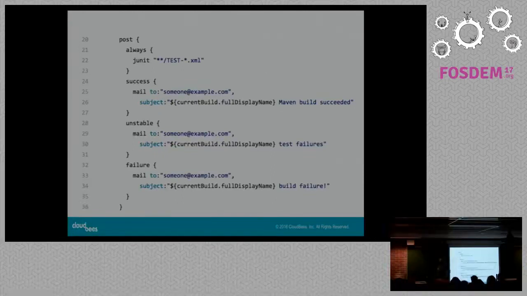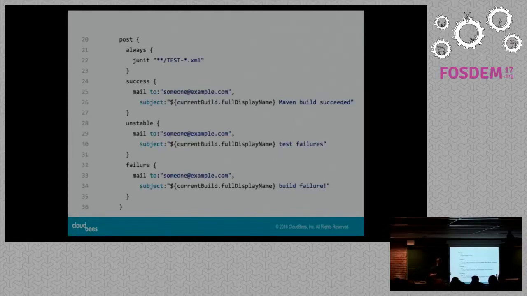So we have the post section. Now, the post section is available both for the entire build and for individual stages. It checks to see whether the current build status matches a condition. So always, meaning it always runs regardless of what the build status is. And then we've also got success, unstable, failure. There's also changed, in case the build status is changed from the previous build.